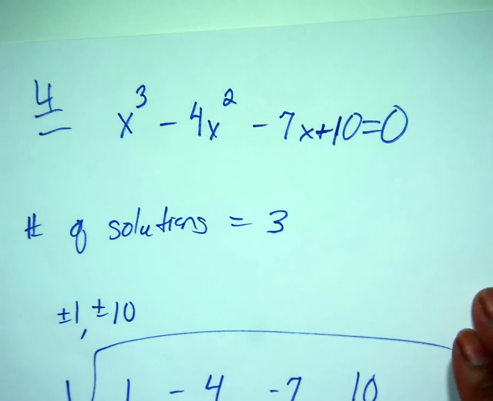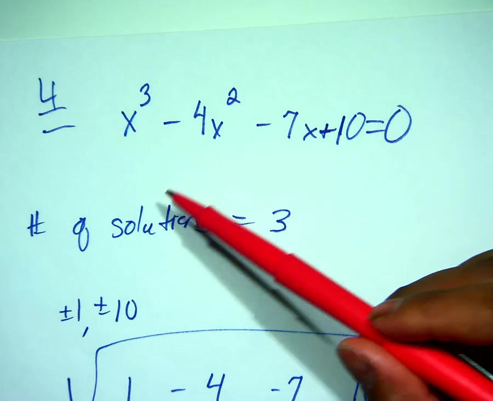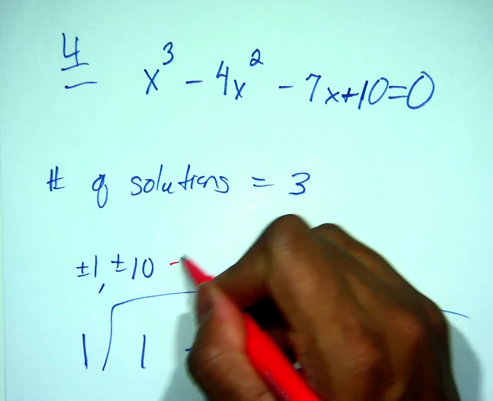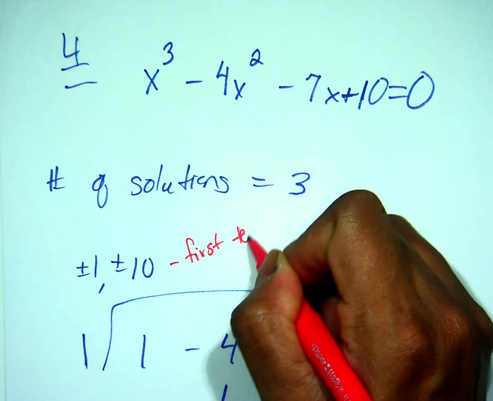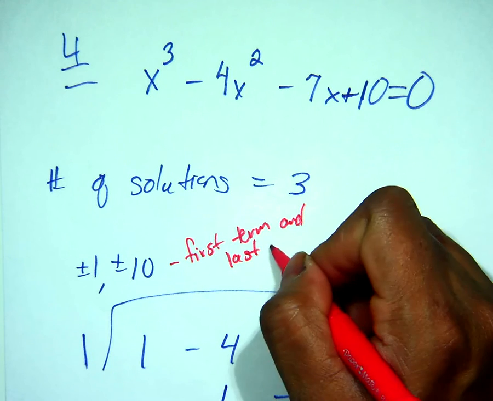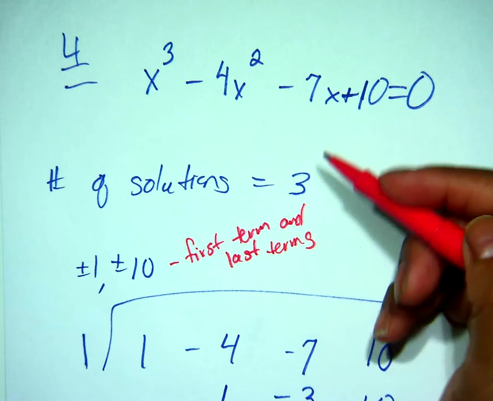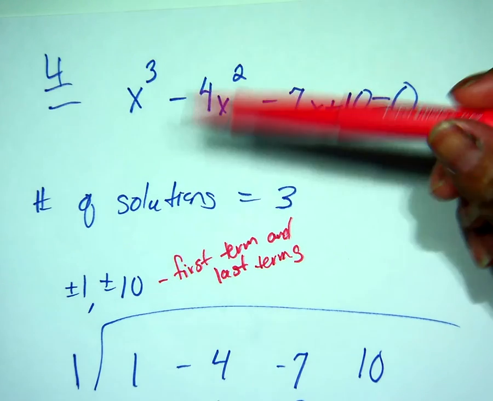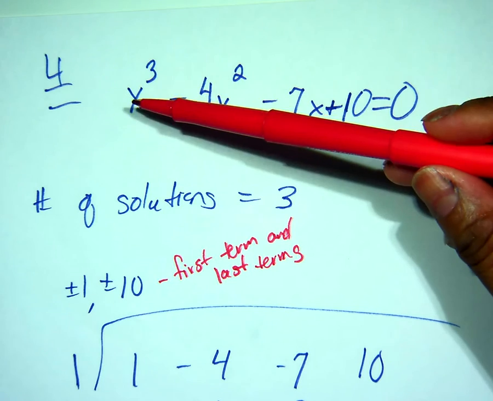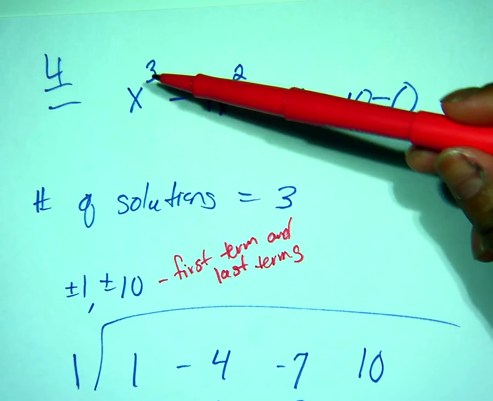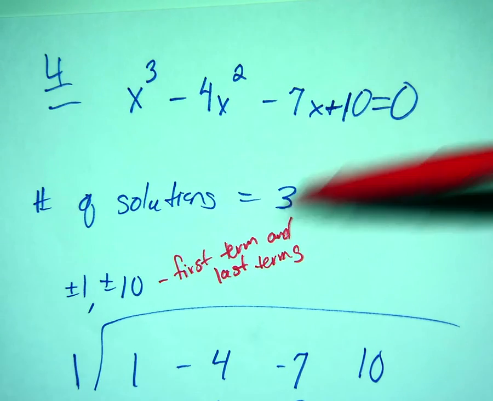So, this is number 4 for us. Same thing. Here's the actual equation, the number of solutions. Now that 1 and positive 10 is looking at your first term and your last term. So we're looking at the factors of the first term and last term. Well, since 1 is the coefficient, I'm going to do synthetic division for everything. Also, 1 and 10 are factors of each other. So bring this down: 1, -4, -7, and 10.